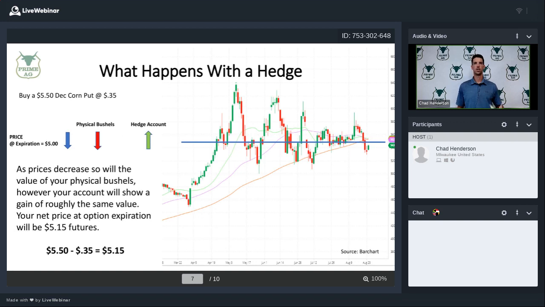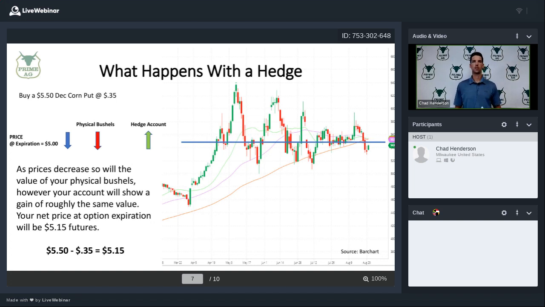So here's our example on the put side of things. And these aren't recommendations. These are just the current market conditions and prices. We wanted to have something relevant and easy to refer to. But again, these aren't any current recommendations that we're putting out. But again, if you were to buy the 550 December corn put today, it's going to cost you 35 cents. You can see down here at the bottom that that's going to give you your net floor price of 515.